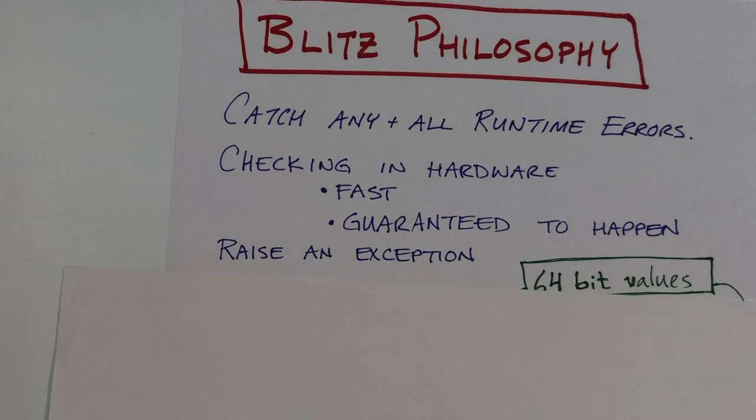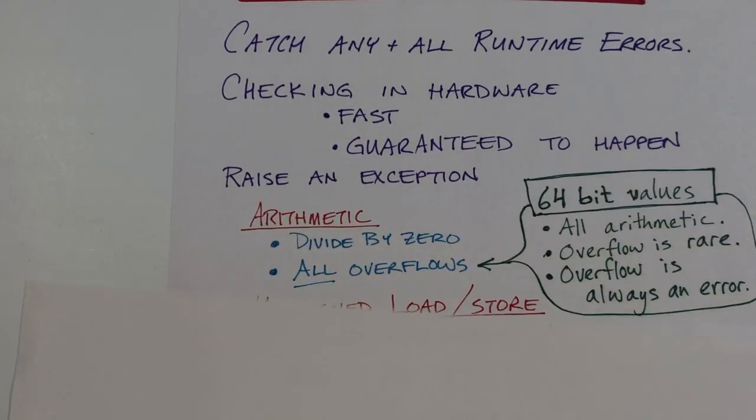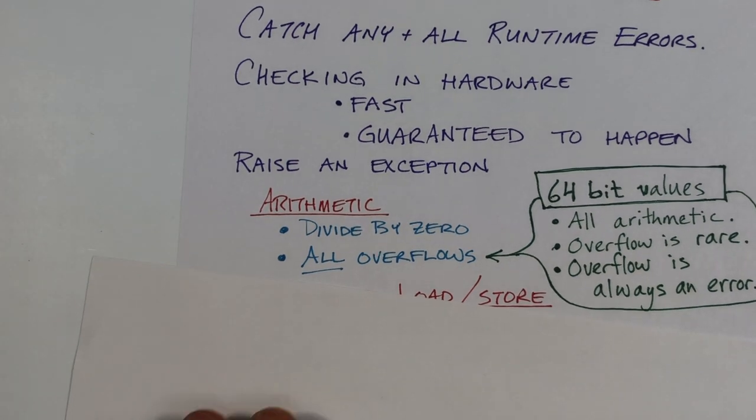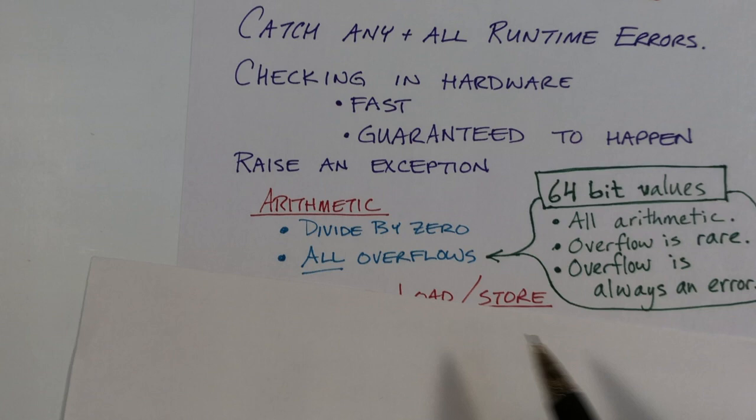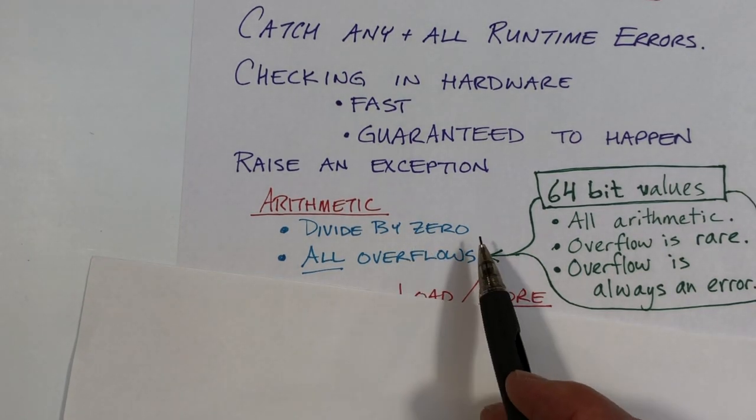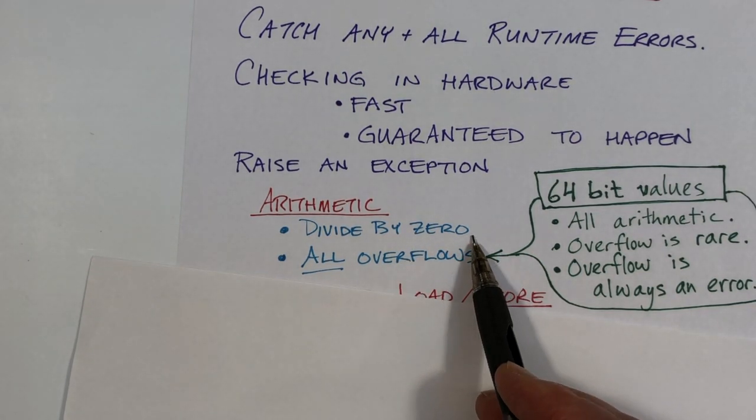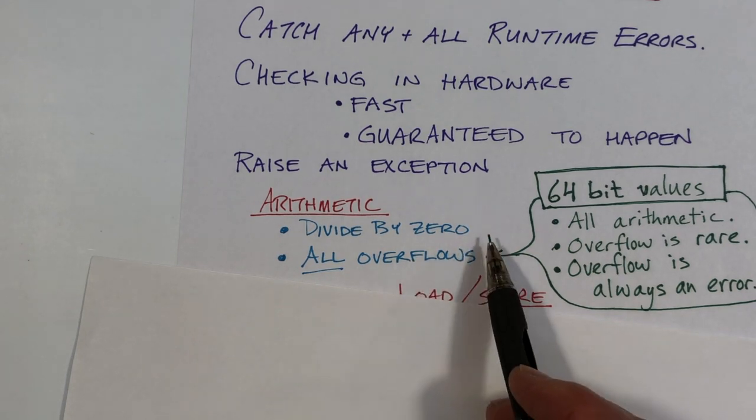And so when an error occurs, we want to raise an exception. So let's look at the first exception, which is the arithmetic exception. First, there's divide by zero. Everybody is familiar with this problem, and this will cause an arithmetic exception.